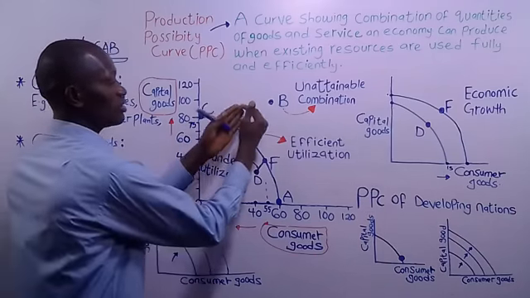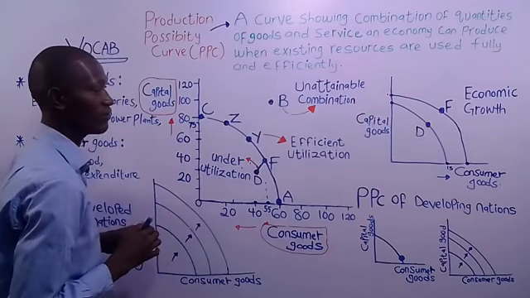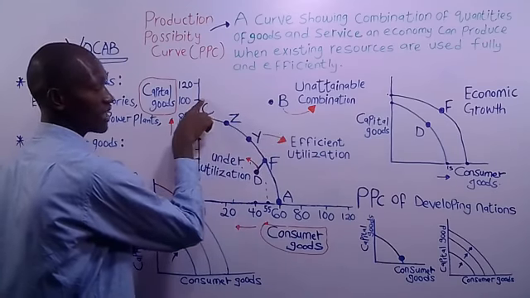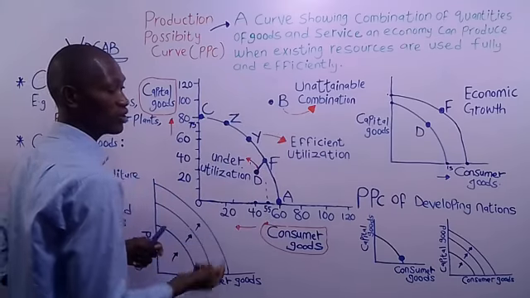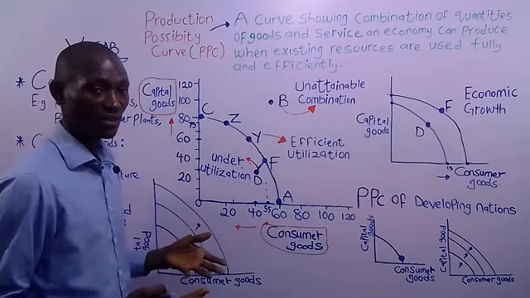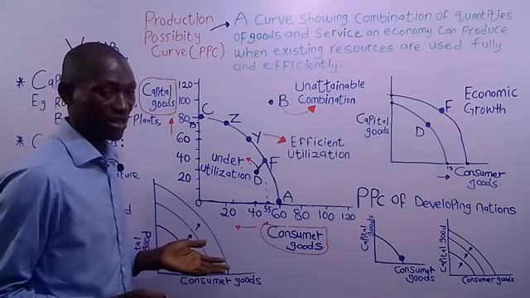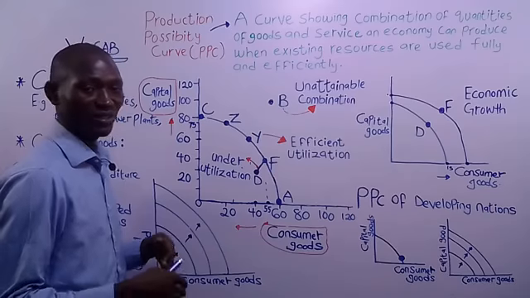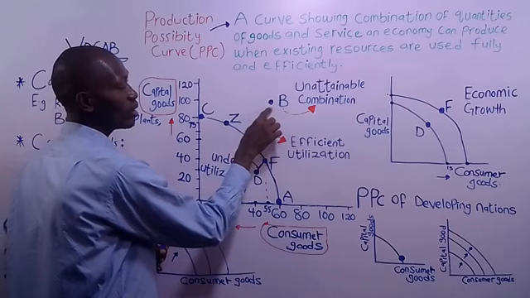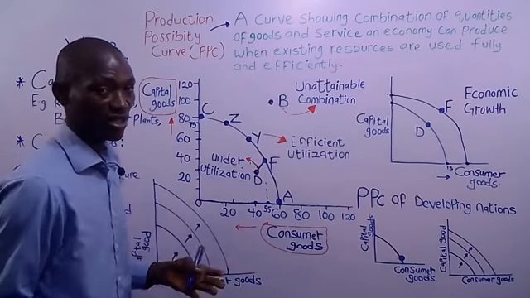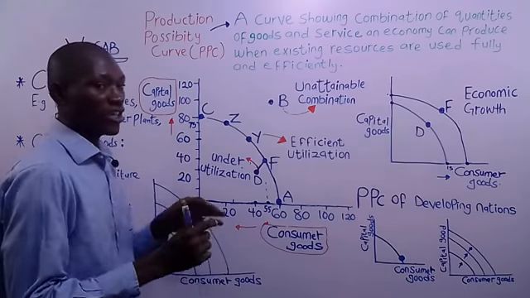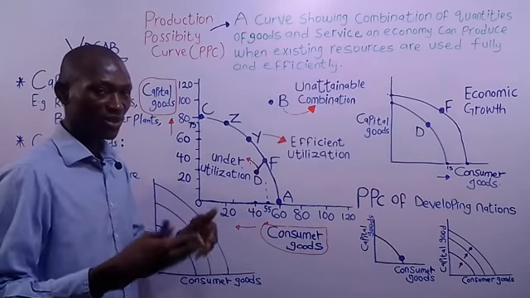And the last stage is the combination outside the curve, combination B. It means the country would be able to produce 100 billion of capital goods and 60 billion of consumer goods. A combination outside the curve means production is not feasible, not practicable, not workable, and unattainable. This point explains the concept of scarcity, meaning that every society faces limits. You can't produce everything because resources are limited.